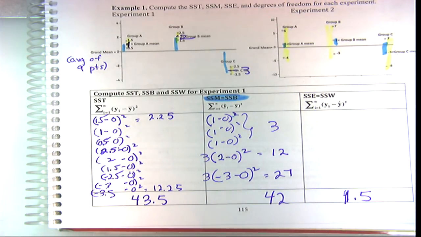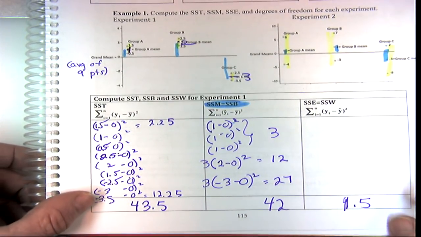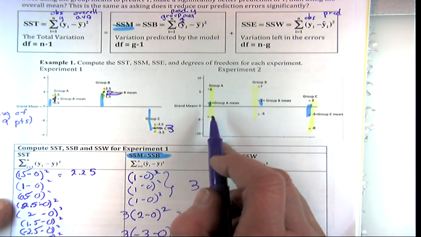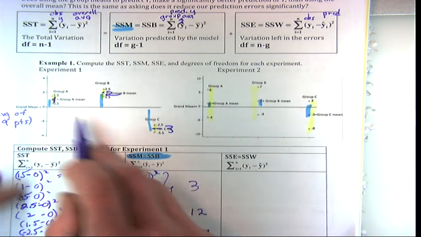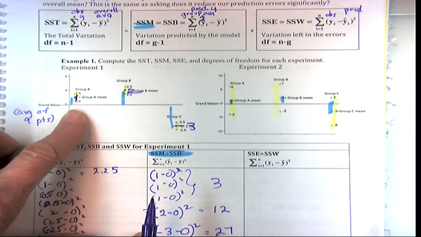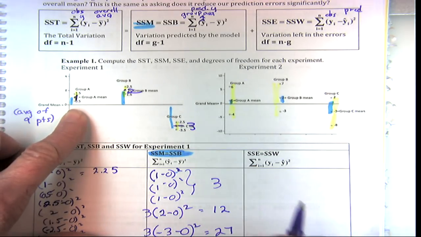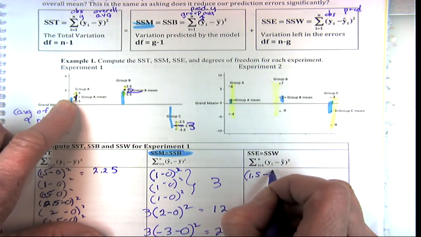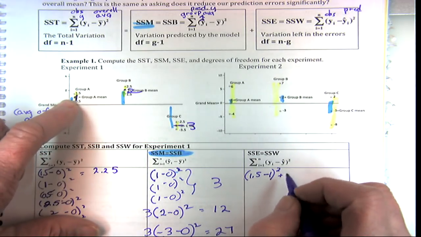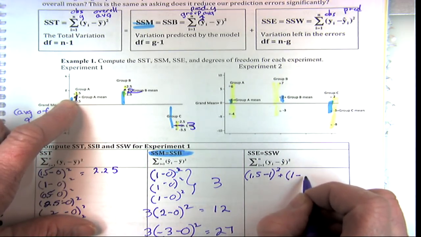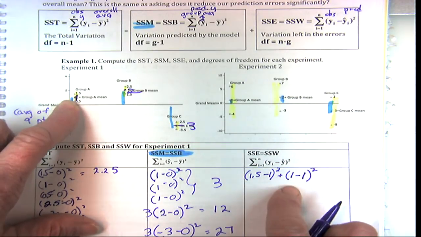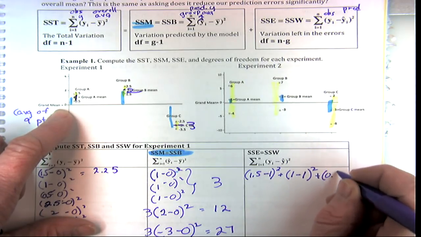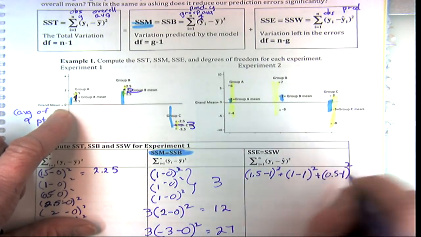It is 1.5. So now what are we doing? Now we're taking our observed minus our predicted. Okay, so let's look up here. So our observed minus our predicted. For this one right here, that's where we are, observed minus predicted. Okay, so we have, for this group, 1.5, the predicted is 1, and we're going to square this. Plus there's 1 minus, wow, that's right on its predicted, the middle one. Doesn't have to be, but it is this time. And the last one is 0.5 minus 1 squared. So those are those 3.